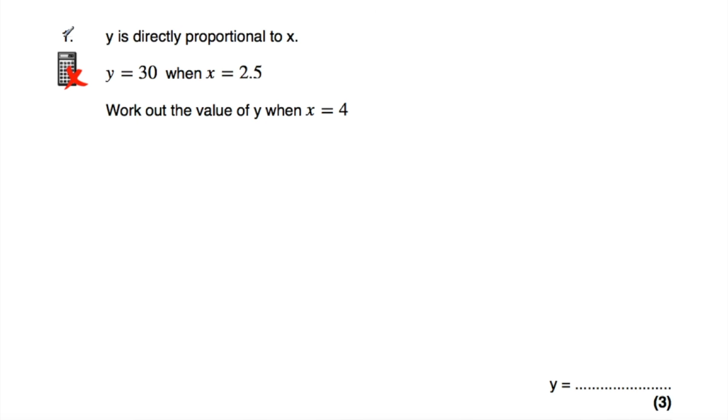Okay, let's have a look at our first question, question number 1. Question number 1 is, y is directly proportional to x. And when y is equal to 30, x is equal to 2.5. And we've been asked to work out the value of y whenever x is equal to 4.